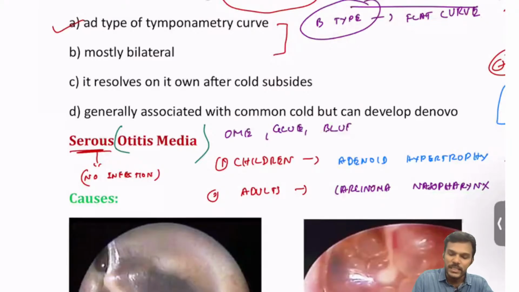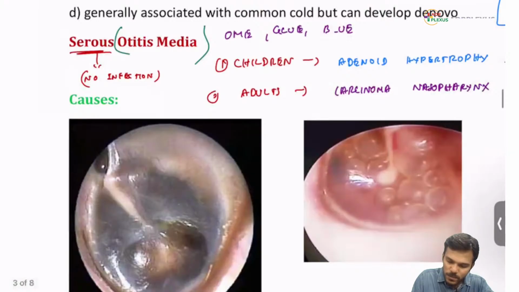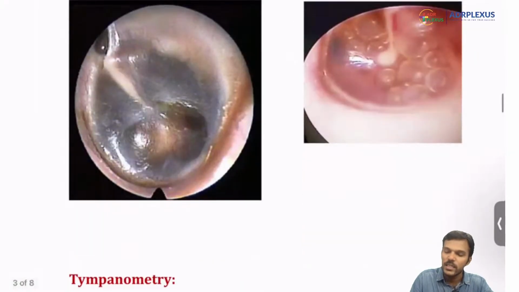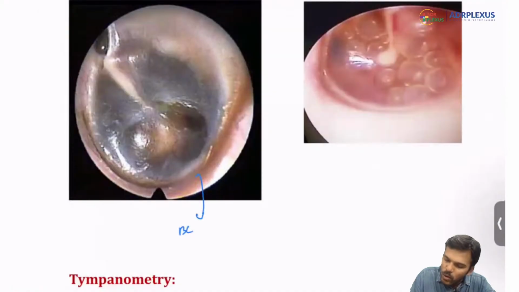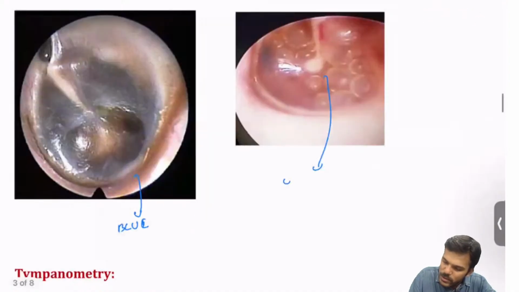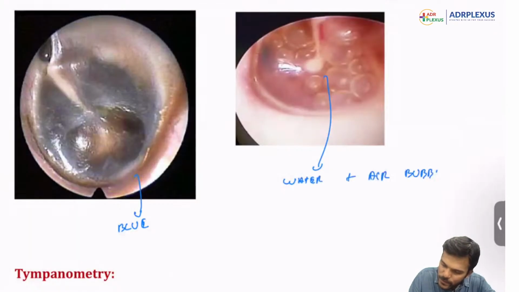So the causes are very clear. What is the clinical appearance of the tympanic membrane? See here, it is a blue ear. See here, this is water with air bubbles behind the tympanic membrane.